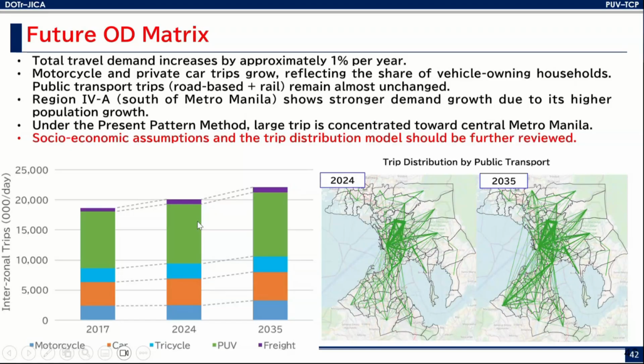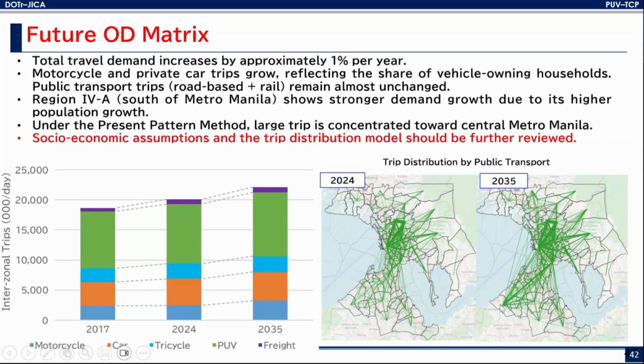Also, the share of non-owner household groups decreases. According to the zonal distributions, Region 4A, south of the Metro Manila area, shows stronger demand growth due to its higher population growth.